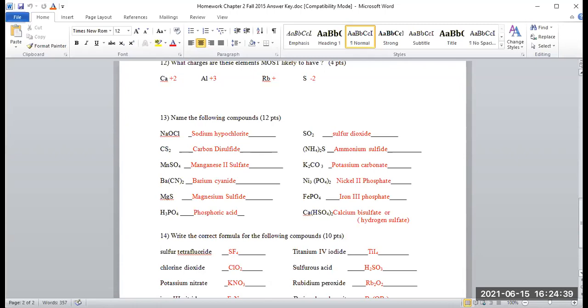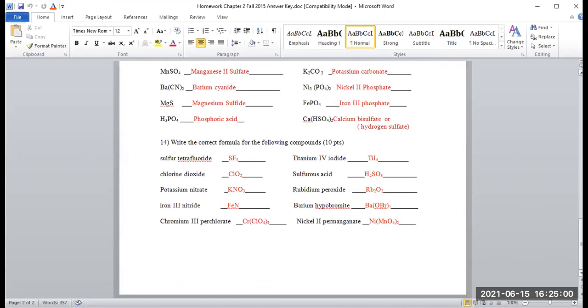Now, the last one does have two options. Because "bi" is considered an acceptable prefix in the older naming system, bisulfate is allowable, or hydrogen sulfate. When we look at the last chunk here, all of these, I gave you names and asked you for formulas. So pay attention to the endings, because things that end in "ite" and "ate" must contain oxygens.